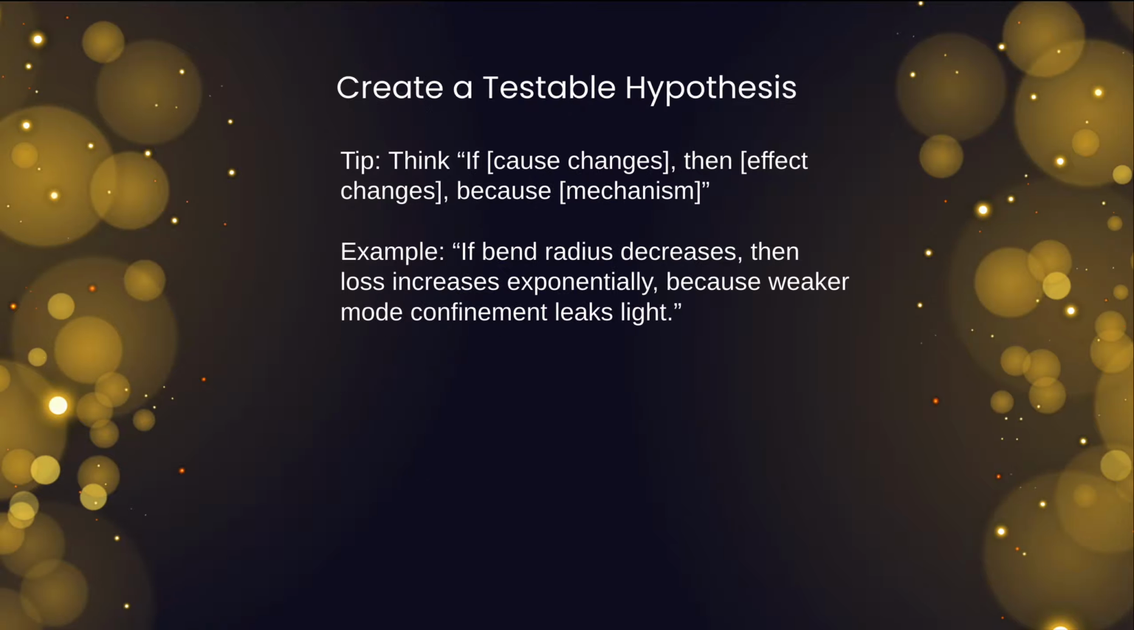And now it's time to create a testable hypothesis. So you can think of it as the sentence I have on screen, which is: if a cause changes, then the effect changes because of something, and that'll usually be a principle of science. So an example is: if bend radius decreases, then loss increases exponentially because weaker mode confinement leaks light. And so the first part would be your cause, the second part is your effect, and then the because statement is the why that happens. And the because statement is very important. You can't just state that a cause will cause some kind of effect without formulating a hypothesis on why you think that effect will occur.